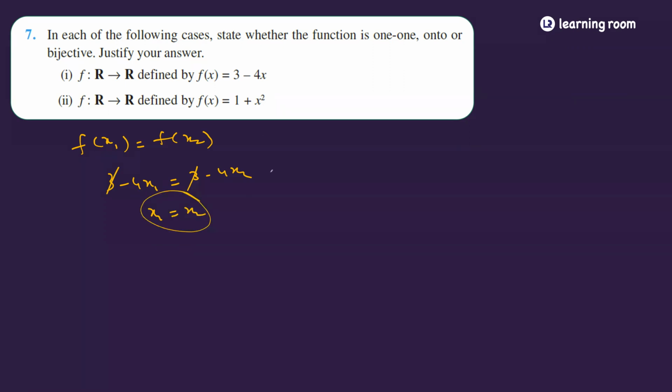Okay. Then what about the range? Sorry, the onto function. y is equal to 3 minus 4x. x will be equal to (3 minus y) by 4. Right. So for every real number that you substitute here, are you getting a real number? Yes.